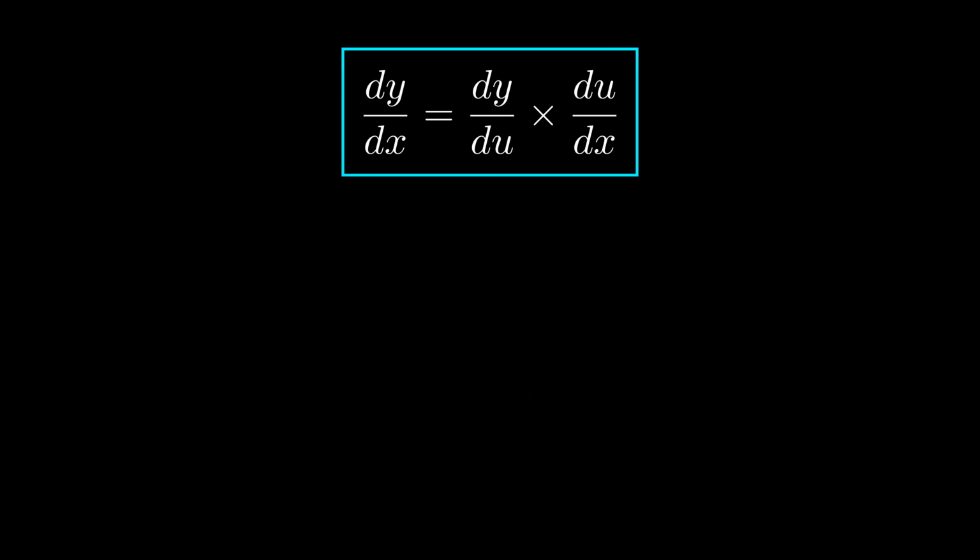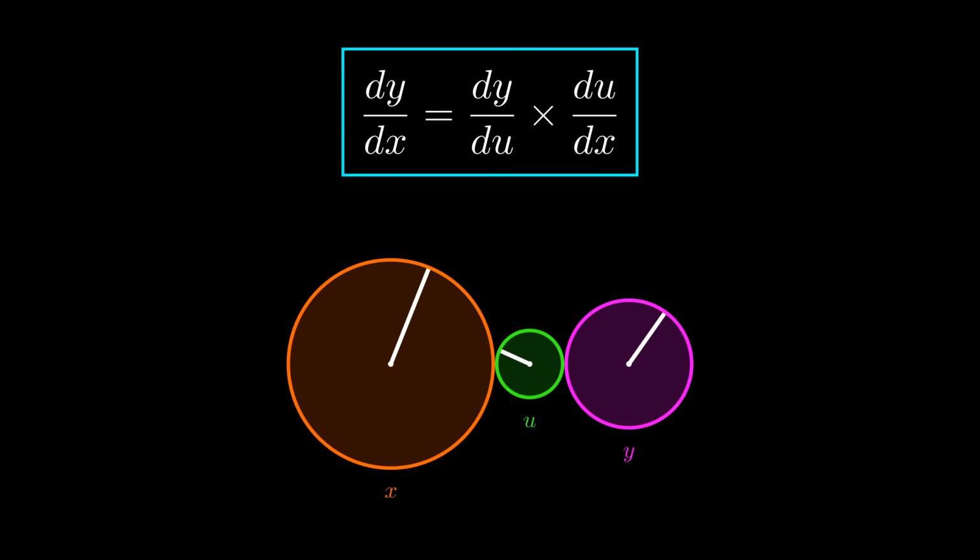That final multiplication isn't an arbitrary rule we just have to memorize. It is simply the mechanical consequence of connecting these gears. When you see that dot representing multiplication in the chain rule formula, I want you to visualize that middle gear, transmitting the spin rate from the input x all the way to the output y. It is just the cumulative effect of rates acting upon rates.